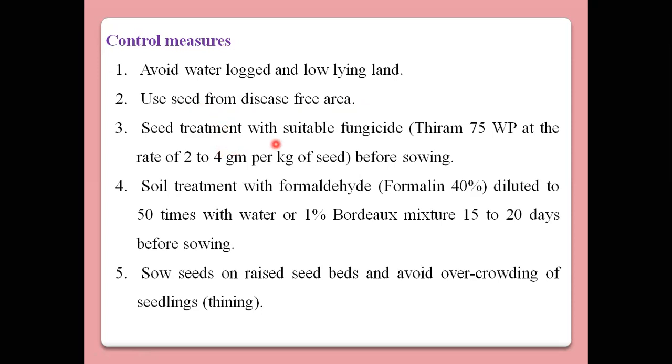Then seed treatment, to protect the seeds from fungal infection, by applying Thiram or Captan or Bavistin or organomercurial compounds at the rate of 2 to 4 gram per kg of seed before sowing. Then after treating the seed, you can sow in the main fields as well as in the nursery areas.